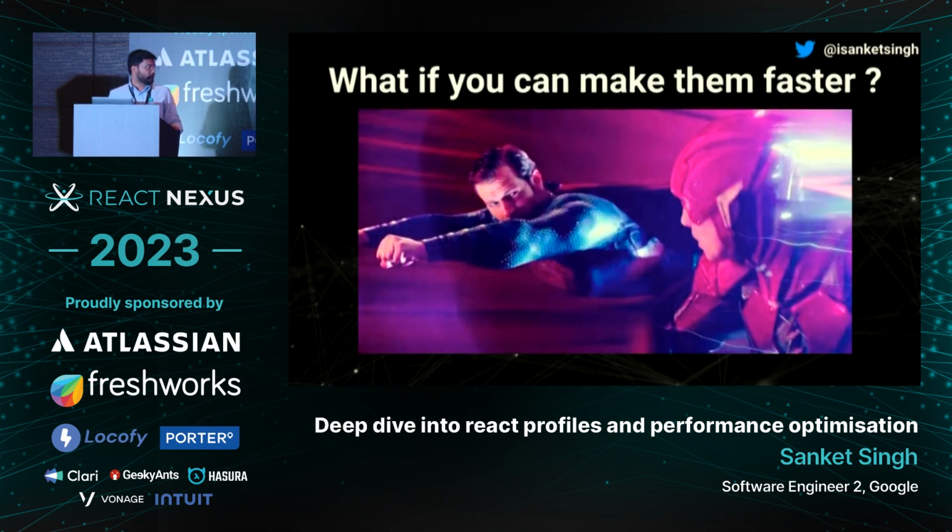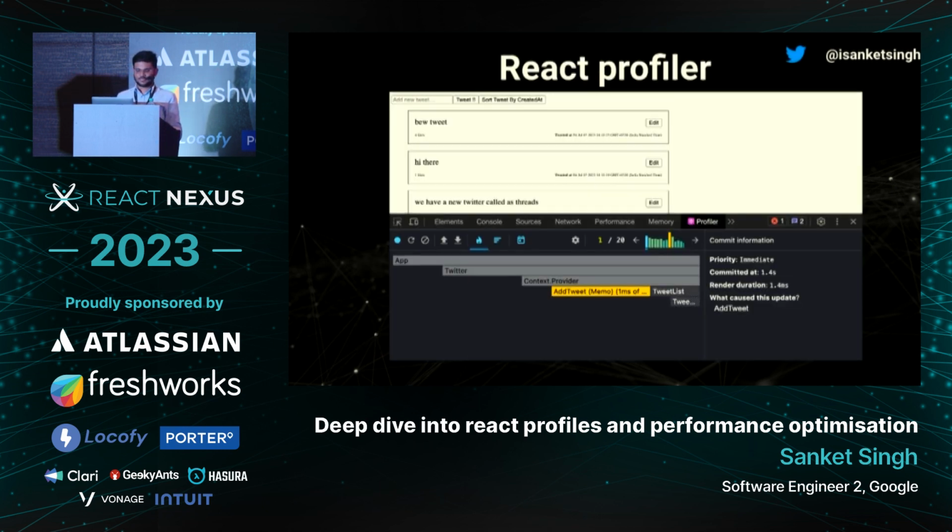So what if you can make your apps faster? If you want to make your apps faster, there are two levels of drilling that you have to do. First is you need to know why it is slow. Only then will you be able to realize how to make it fast. If you don't know the reasoning, you will spend a lot of time just debugging your applications. Here comes React Profiler in the picture.